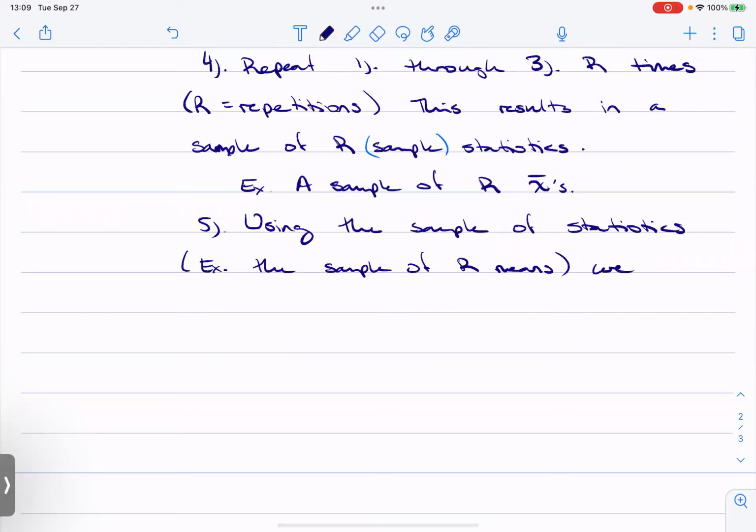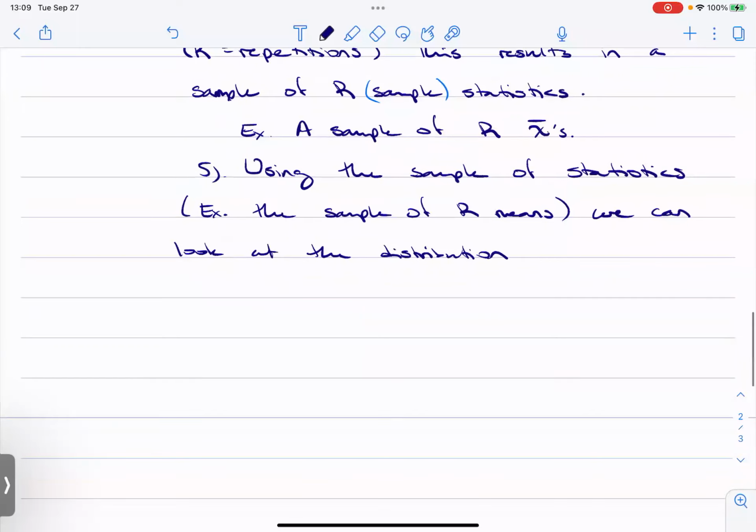We can look at the distribution, right, using a histogram, for example, or even just the raw values is fine too. Using a histogram or whatever you prefer. This is the sampling distribution.